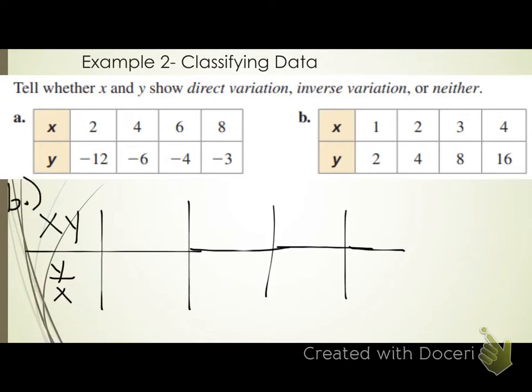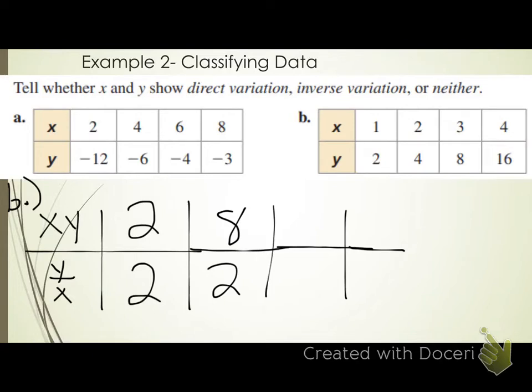Letter B. We're going to do the same thing. Multiply our x and y values, and then divide them. So what's 1 times 2 for the first set? That's 2. And then y divided by x, 2 divided by 1 gives me 2. Second ordered pair, 2 and 4. What's 2 times 4? 8. Y divided by x. What's 4 divided by 2? 2.